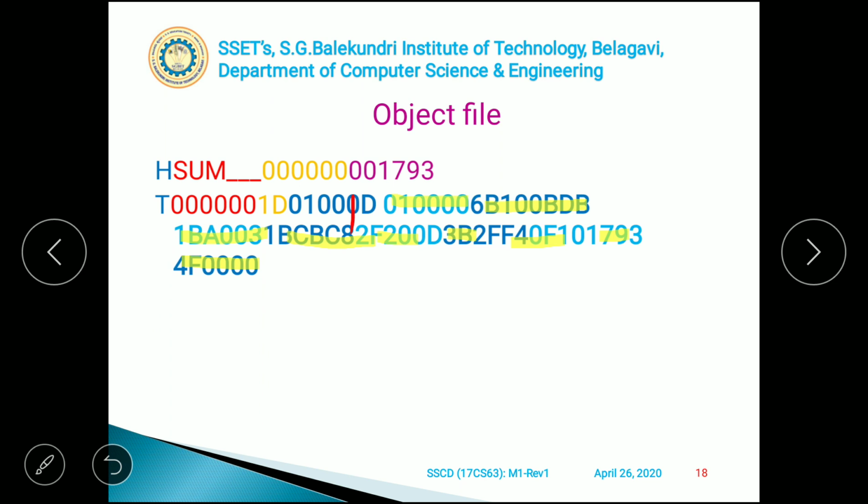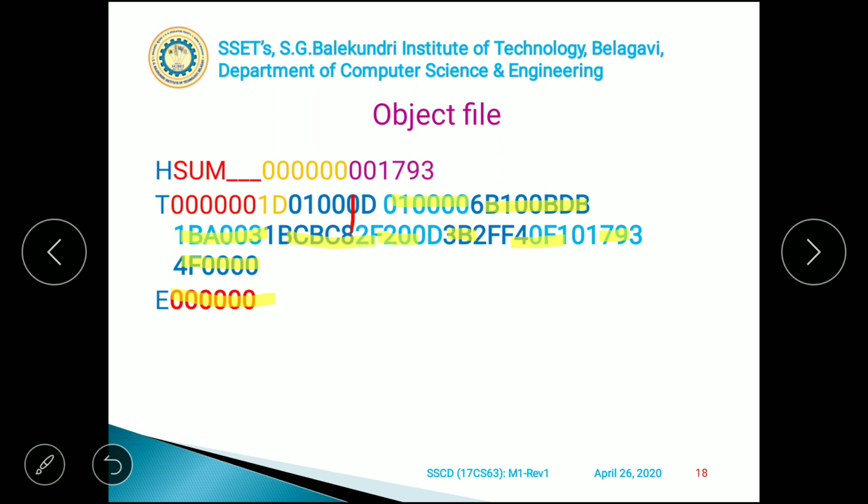Finally it is converted, and it is a small program, so only one text record is enough. And then finally you have to write your end record. It begins with an E, and next you give the starting address of the program, the first executable instruction to be loaded by the loader, that is 000. So that is how you are going to create an object code.